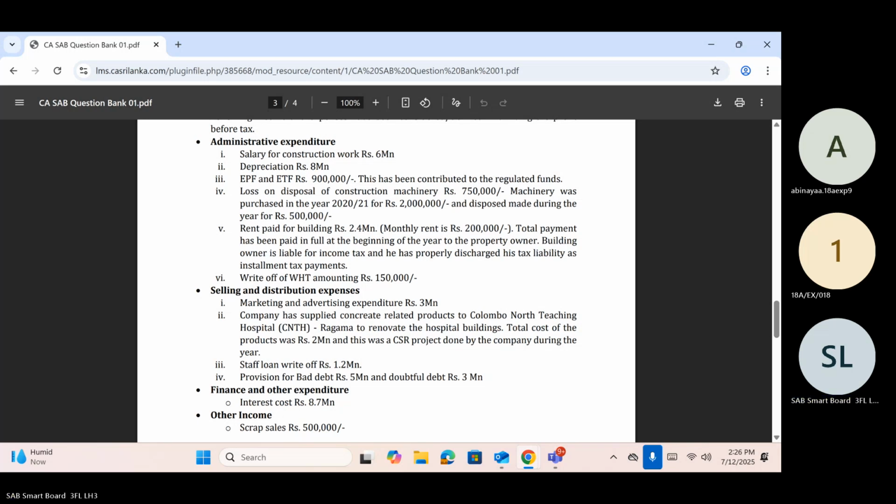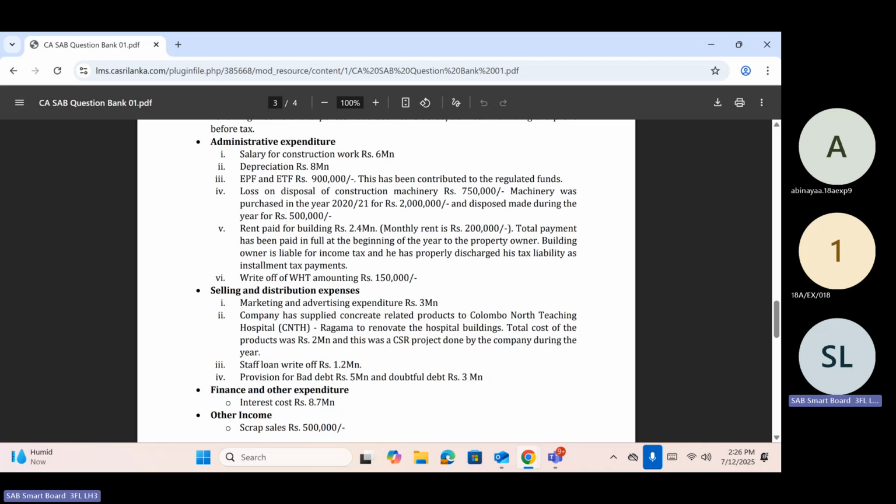So we don't know, because there is no silence on that part. And there is some sort of hint given: total rent has been paid to the owner. That means they have deducted withholding tax.